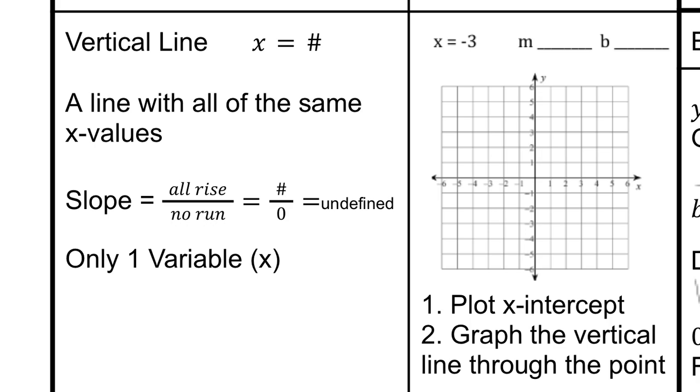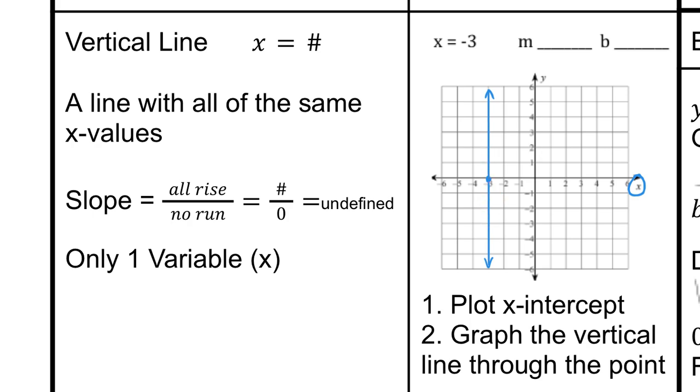When I have only one variable, it is a special case. So when I have the case of x equals a number, as in x equals negative 3, I want to go to my x-axis and plot a point at negative 3. I need to think about where the x values are, always negative 3, and that's going to be along this vertical line right here. And vertical lines have all rise but no run.